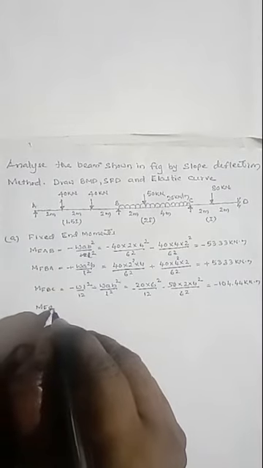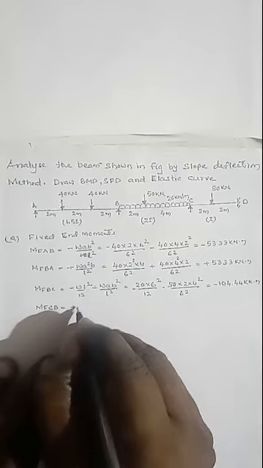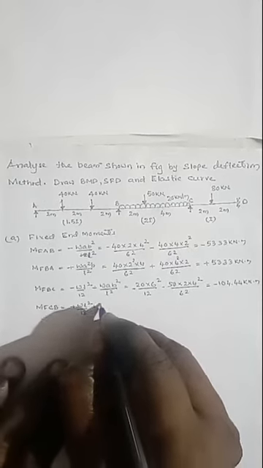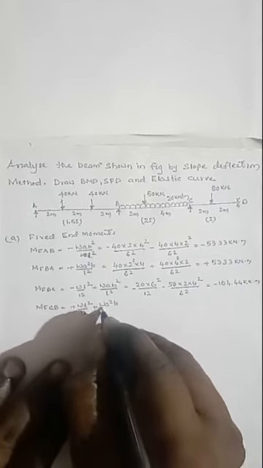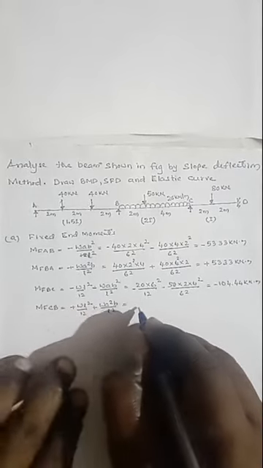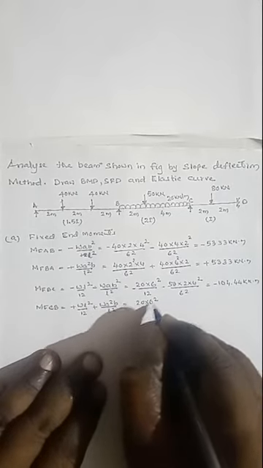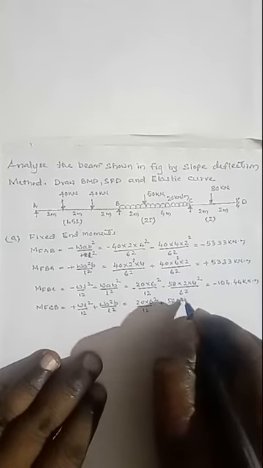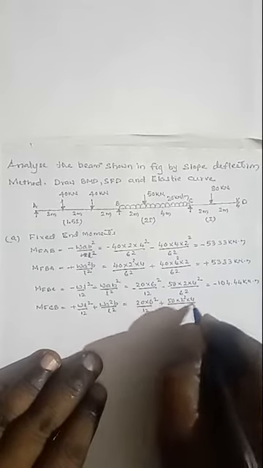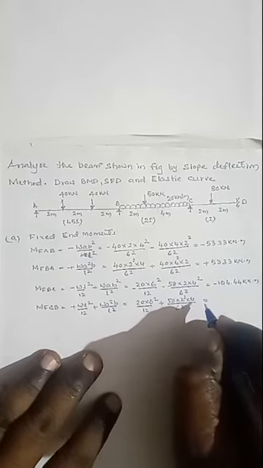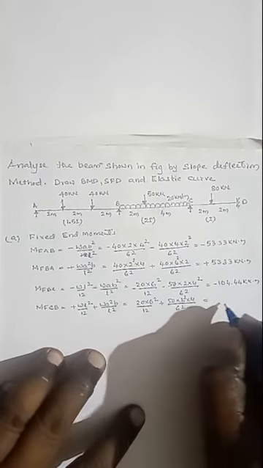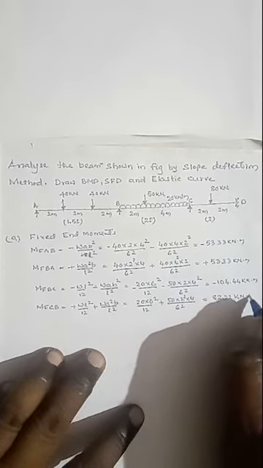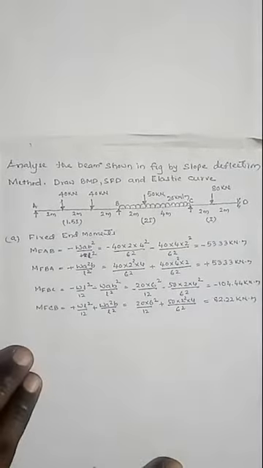Then you have to calculate MFCB. For the other end, we have to calculate plus WL square by 12, that is clockwise due to UDL, plus W a square b by L square, that one is 20 into 6 square by 12, plus 50 into 2 square into 4 divided by 6 square. This one is 82.22 kilonewton meter, both are clockwise, that is due to UDL and the point load.